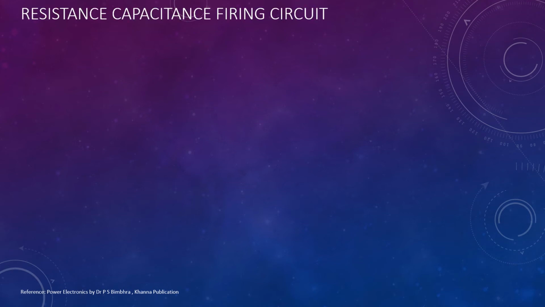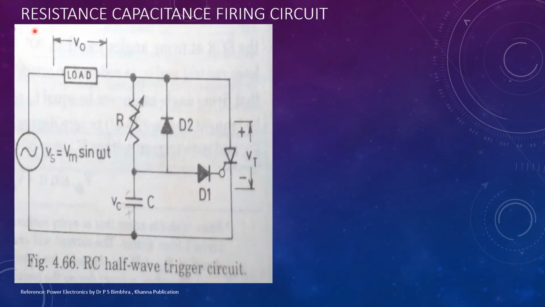In a resistance firing circuit, the firing angle can be controlled from 0 degree to 90 degree only. Hence, power can be controlled from 100% to 50% only. This can be overcome by using a resistance capacitance firing circuit where firing angle can be controlled from 0 degree to 180 degree. The circuit diagram for a resistance capacitance firing circuit is as shown in this figure.